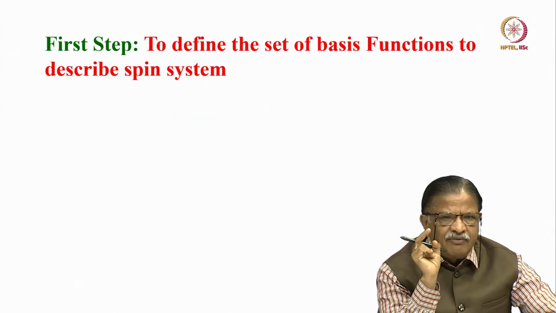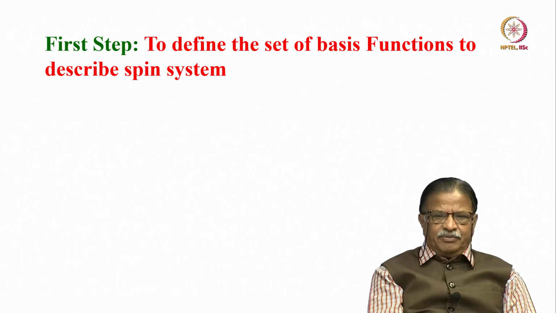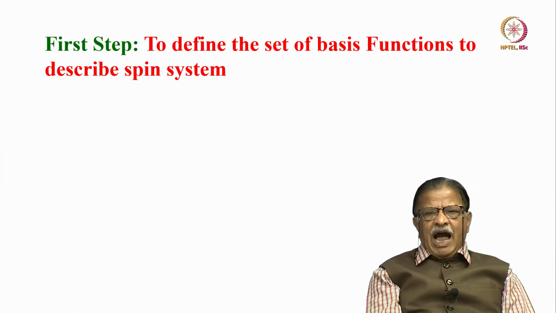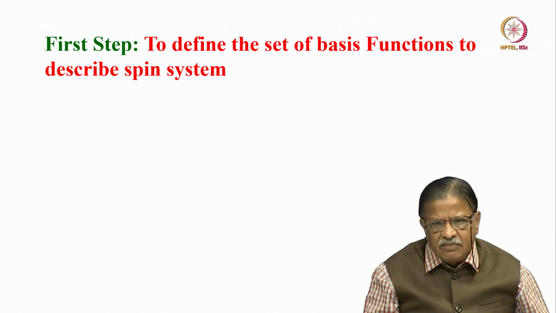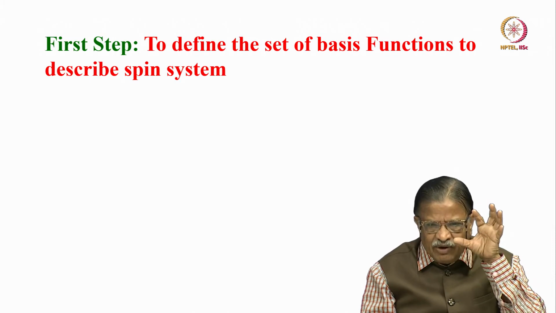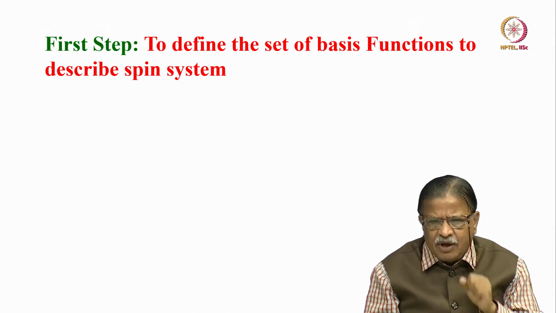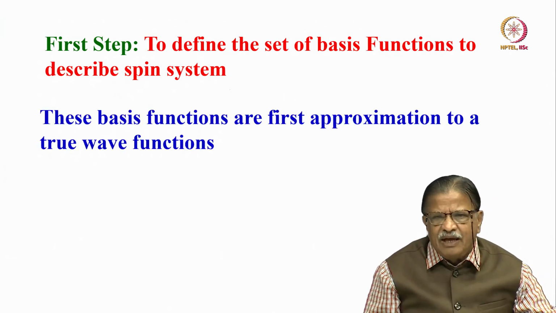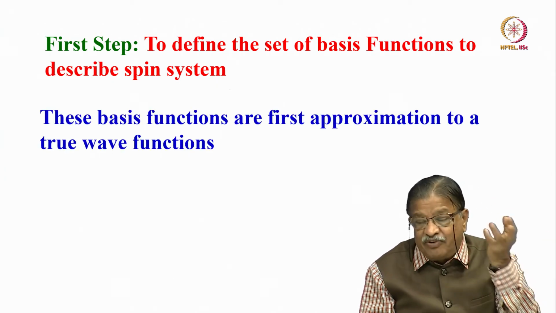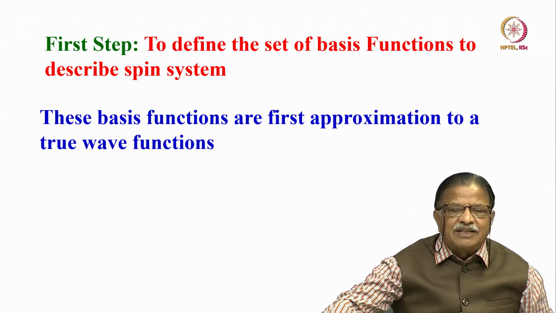For example, if I have to do the quantum mechanical analysis, the first step is I have to define the set of basis functions to describe the spin system. I have a spin system, I have to decide what set of basis functions I should define. That is the first step. And second step, once I know these basis functions, then I have to build the Hamiltonian. Now what are these basis functions for the spin system?